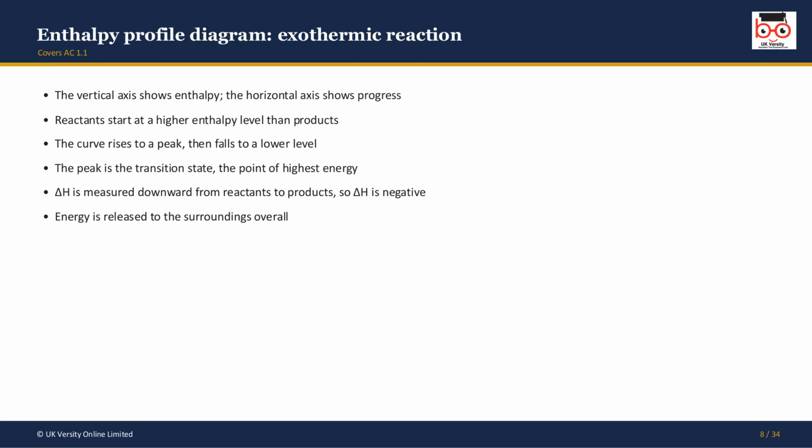An enthalpy profile diagram is a lovely way to picture this. Enthalpy runs up the vertical axis, and the progress of the reaction runs across the bottom. For an exothermic reaction, the reactants start high. The curve climbs to a peak and then drops to a lower level for the products. That peak is the transition state, the point of highest energy, and because the products sit lower than the reactants, delta H is measured downwards and comes out negative, with energy released to the surroundings.